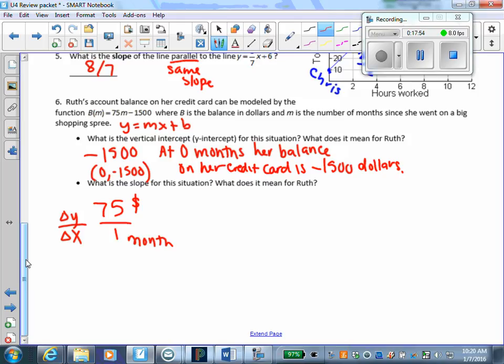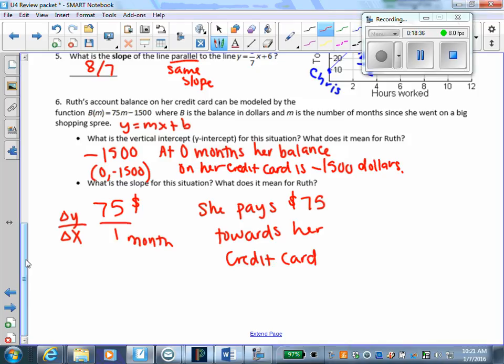I wonder if this is worded funny. Yeah, no, I don't know. Sorry, I'm getting confused right now. So she owes 1,500 because she has negative 1,500. What she owes is going down by 75. I think what we can say is that she pays $75 towards her credit card every month, which really means her balance is going down.